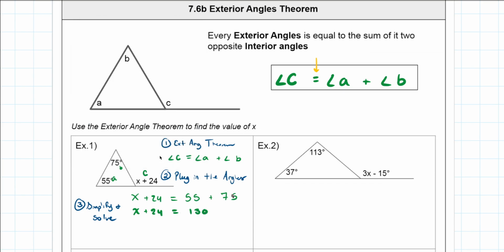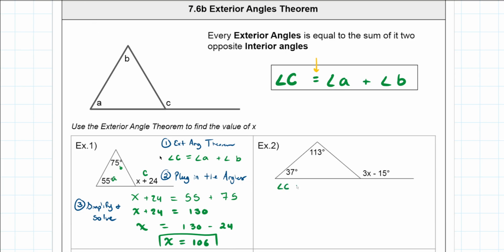All right. I'm going to move that 24 to the other side. So x is equal to 130 minus 24. And that'll get me my final answer. x equals 106. Cool. There you have it. Same as the last theorem, though. Like the same steps. Use the theorem, plug in the angles, simplify and solve. Let's do it over here.